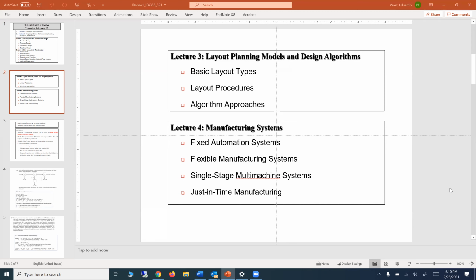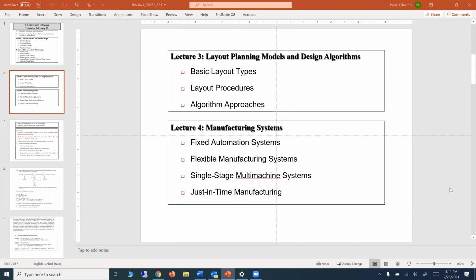And then the last part for this first exam was the manufacturing systems. This lecture is more in terms of concepts: fixed automation systems, flexible manufacturing systems, single stage multi-machine systems, and just-in-time manufacturing. This type of material can be tested in multiple choice questions. So you should be familiar with the differences between the different types of systems, what is just in time, what is flexible manufacturing, and so on.